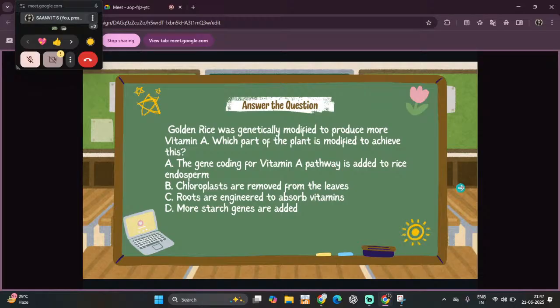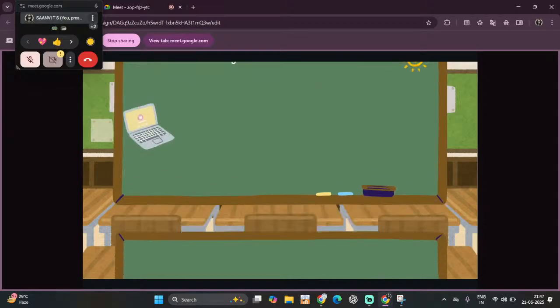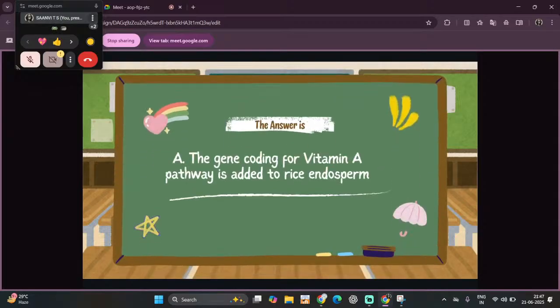Wow, I'm getting a lot of answers, and most of it is correct. Yes, the answer is option A. Gene coding for vitamin A pathway is added to rice endosperm. We can move forward.